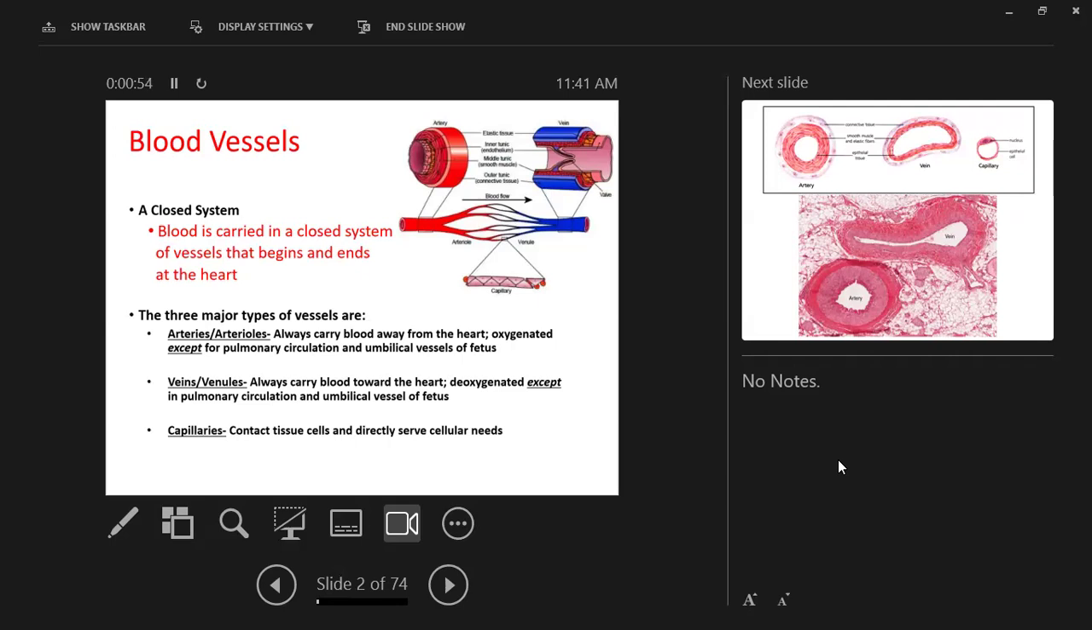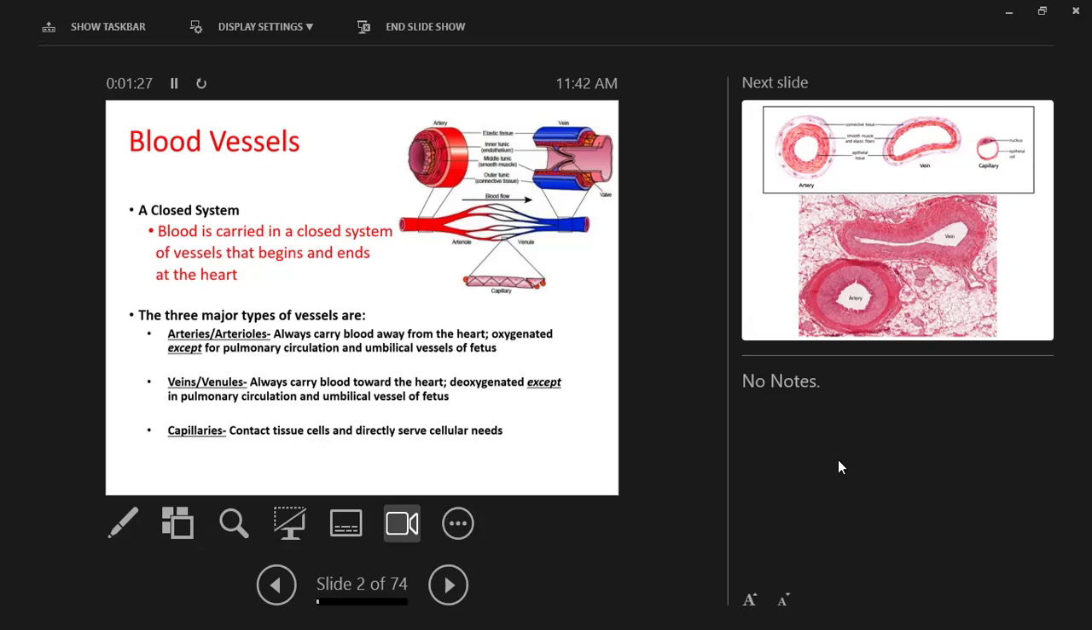So we know that our blood supply, the circulatory system, is a closed system. It starts at the heart, it ends at the heart. We have arteries, we have veins, and we have capillaries. Arteries always take blood away from the heart, whether it contains fully oxygenated blood or only partially oxygenated blood. Either way, they're leaving the heart. The veins always return to the heart. They're bringing blood back to the heart.